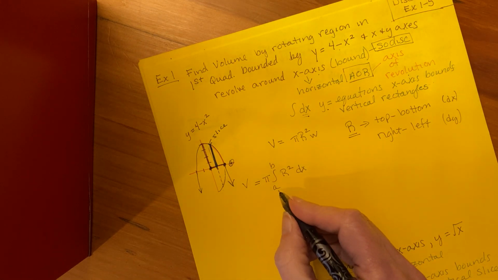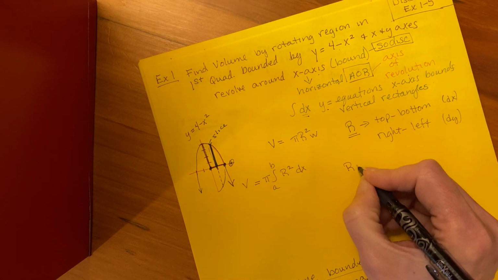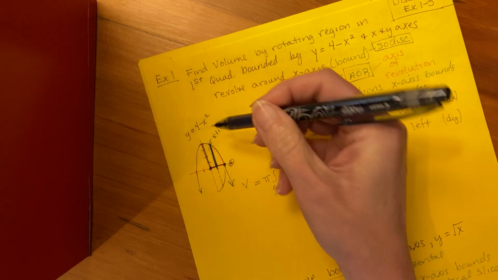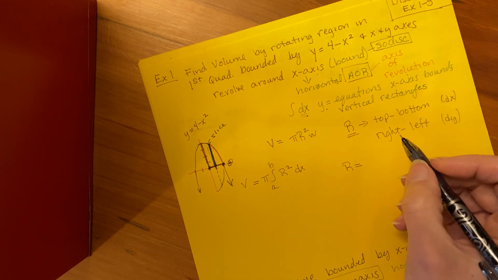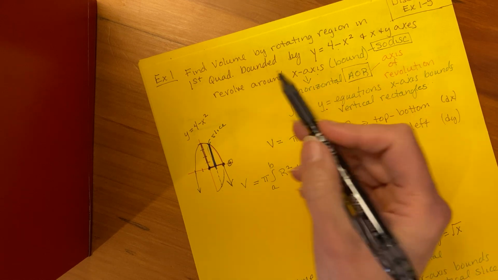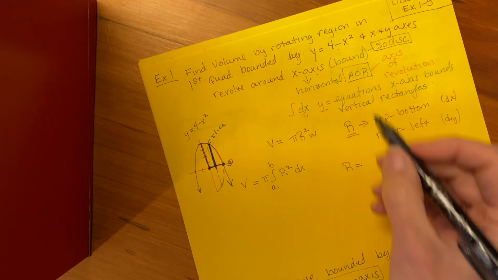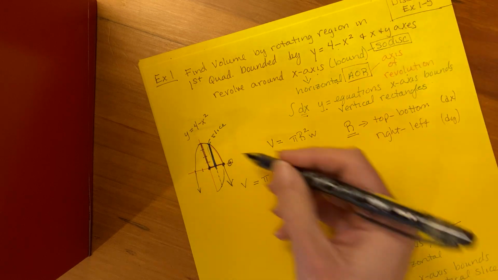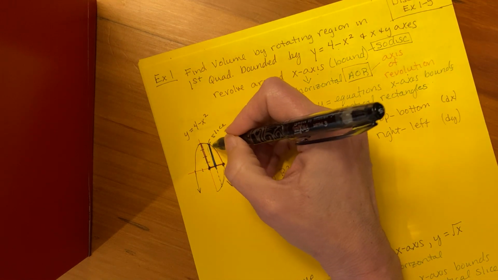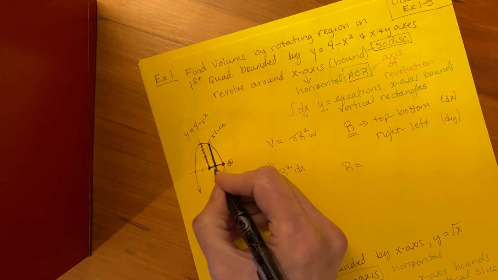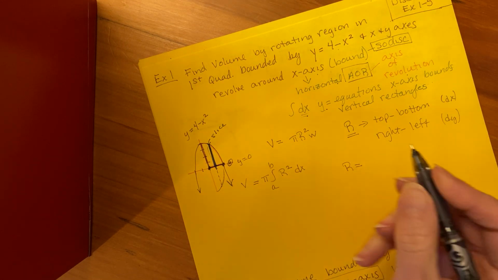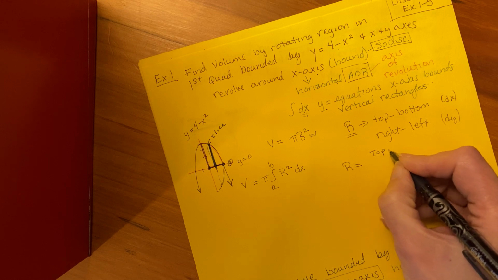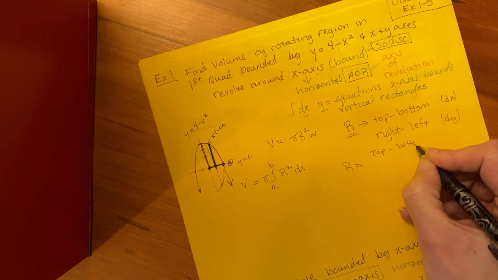When I go to set this up, let's figure out our R now. We're going to slice vertically. That means I want to have my equation be y equals, which it already is. And I'm going to do the top minus the bottom. Well, what curve's on top? That would be the y minus x squared. What's on the bottom? That's y equals 0, right? Y equals 0. So if we did top minus bottom, it's going to look like this.